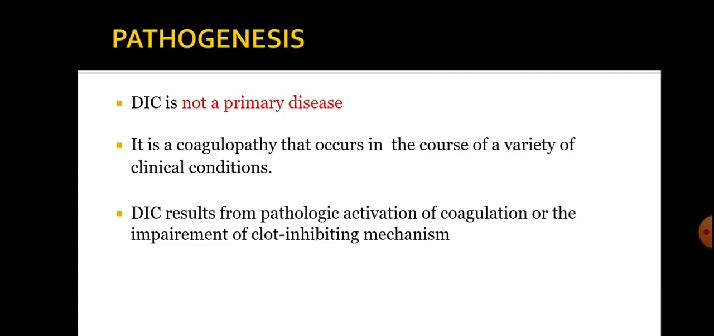Coming to the pathogenesis, DIC is not a primary disease. It is a coagulopathy that occurs in the course of a variety of clinical conditions. It results from pathological activation of coagulation or the impairment of clot inhibiting mechanisms.